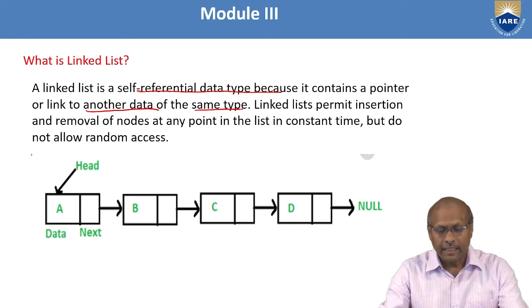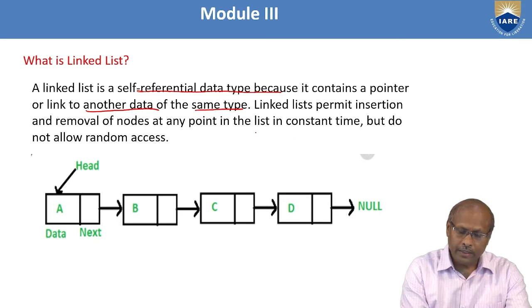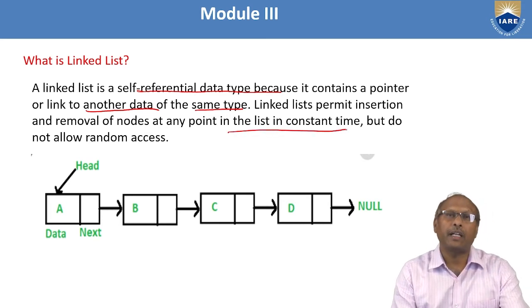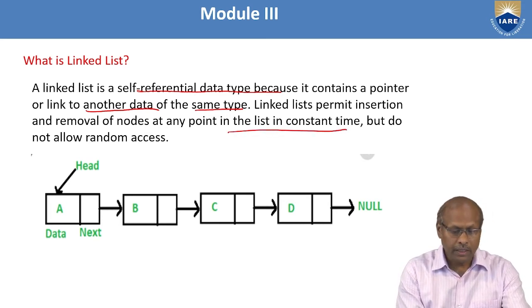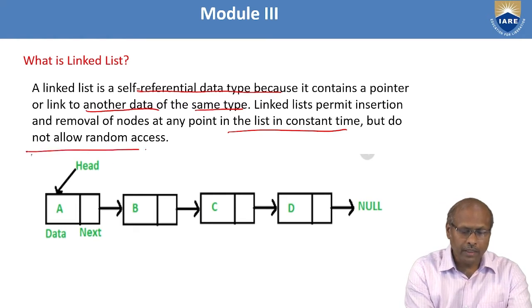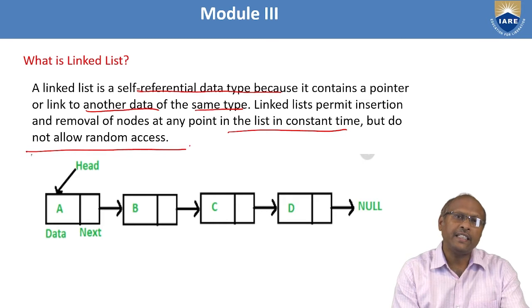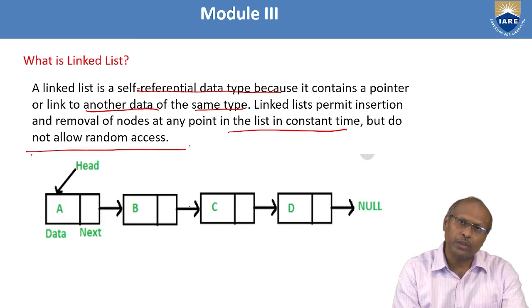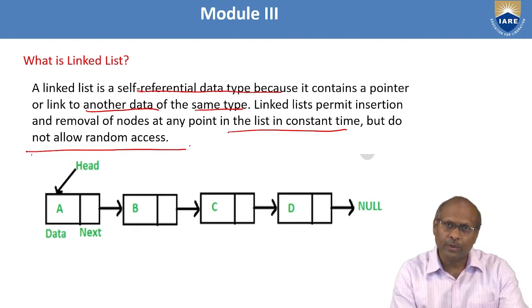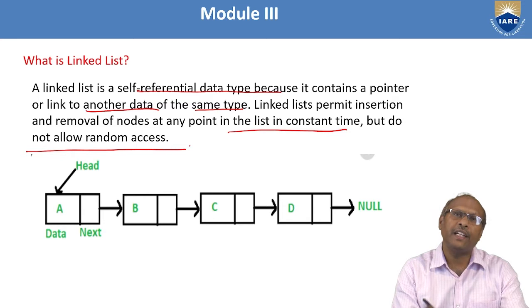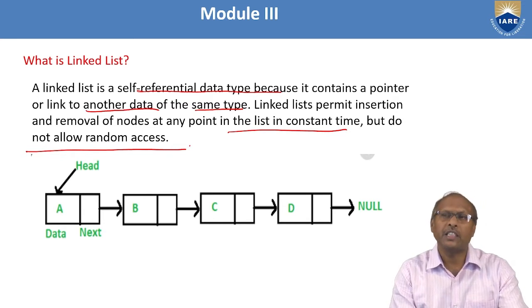The linked list permits the insertion and removal of nodes at any point in the list in a constant amount of time, but does not allow random access. Or in a simple form, a linked list is a linear data structure which is a collection of nodes where each node can point to another node with the help of a special link or pointer.